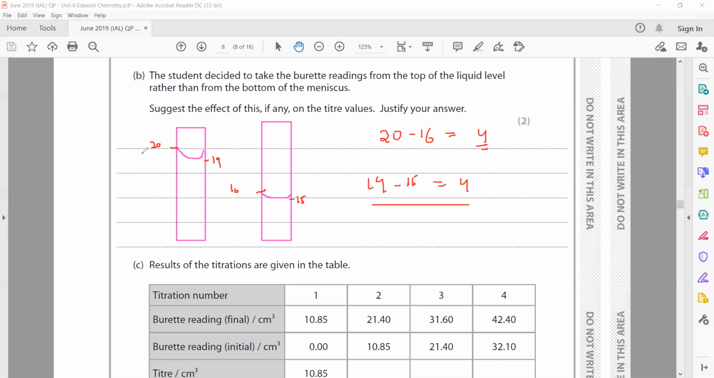So what it shows is, if I'm reading the same meniscus and I calculate a difference, it will not make a difference to the titer value or the result. The reason is that it will not affect the value, because the difference will remain the same.